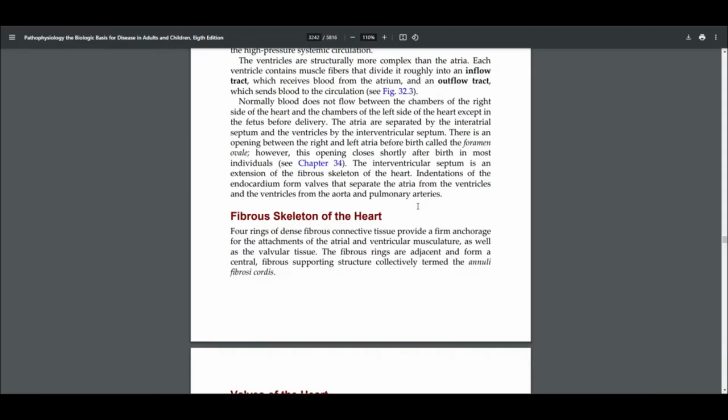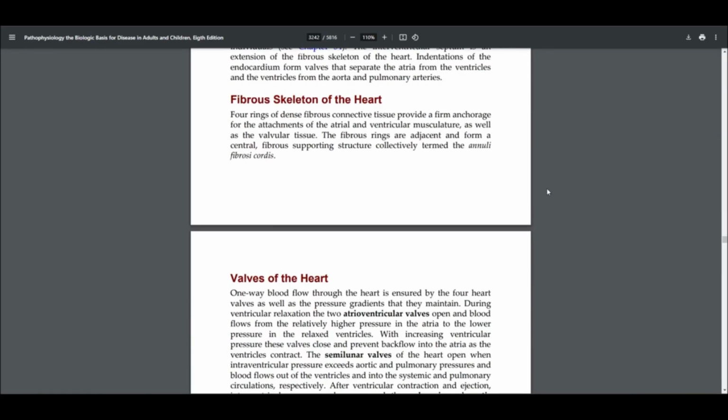The interventricular septum is an extension of the fibrous skeleton of the heart. Indentations of the endocardium form valves that separate the atria from the ventricles, and the ventricles from the aorta and pulmonary arteries. So, our fibrous skeleton of the heart: 4 rings of dense fibrous connective tissue provide a firm anchorage for the attachments of the atrial and ventricular musculature, as well as the valvular tissue. The fibrous rings are adjacent and form a central fibrous supporting structure, collectively termed the annuli fibrosi cordis.